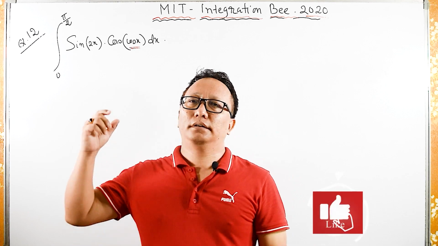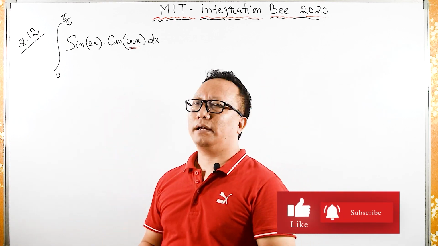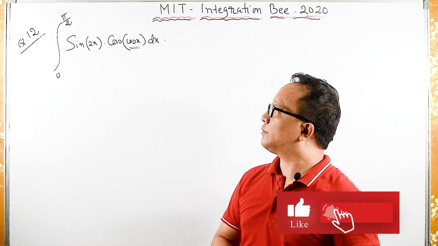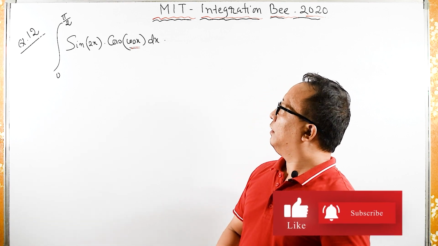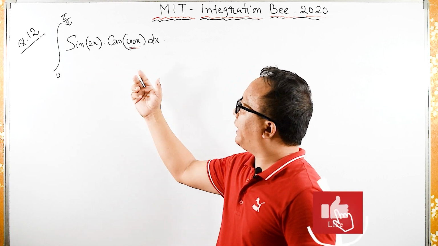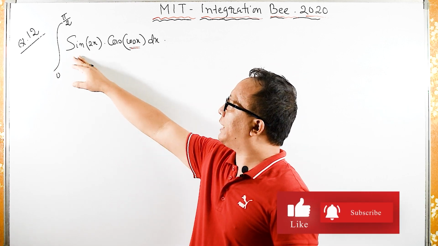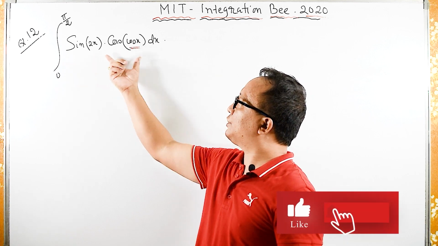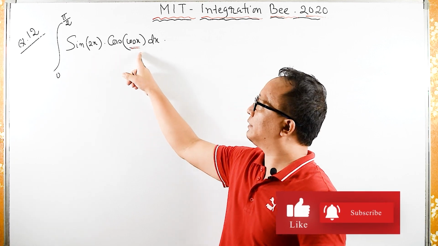Welcome back. This question was asked by MIT Integration Qualifier exam in the year 2020, and this is question number 12. Now here what I'm going to do is I'm going to use the formula for sine twice theta or sine twice x, and then after that I'm going to substitute u equals to cos x. Let's see.